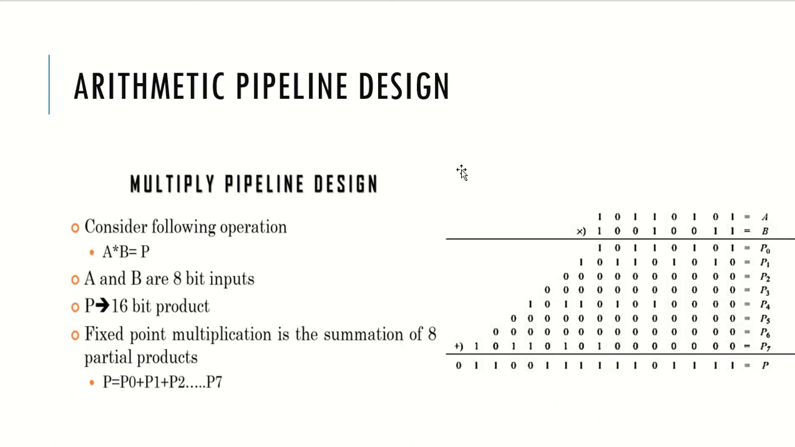Now talking about multiplication, as you can see here, when you have two n bit values to be multiplied, the result will be 2n bits. So here you can see there are two values A and B. A and B are both 8 bits, but the output or the product is actually 16 bits, because that is 2 into 8, 16 bits. Fixed point multiplication means you have to sum all the 8 partial products. P0 is the first partial product, P1 is the second partial product, and so on. Adding all of them, the bitwise sum of all these will give you the final product, and it will be 2 into n, that is 2 into 8, 16 bits in length.